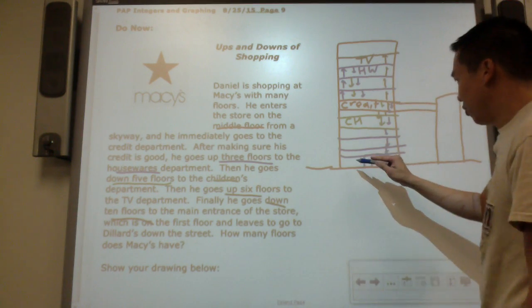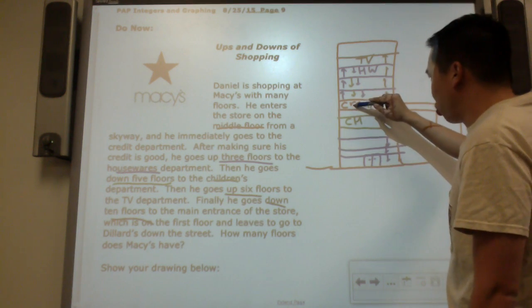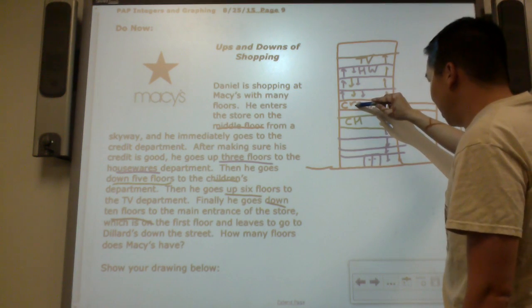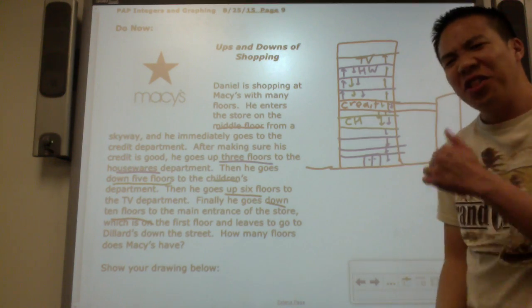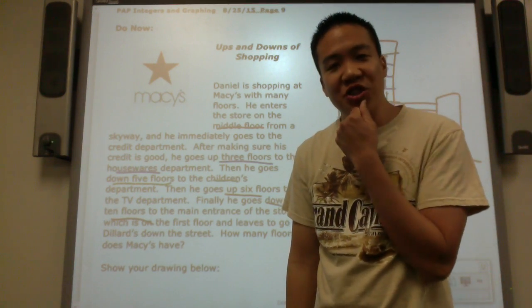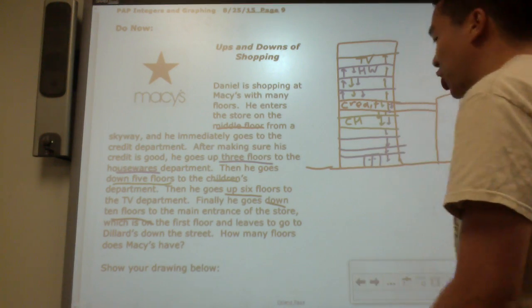Let's count. Floor 1, floor 2, floor 3, floor 4, floor 5, floor 6, floor 7, floor 8, floor 9, 10, 11. So are there 11 floors? Did you come up with 11? Not quite. That is not correct.